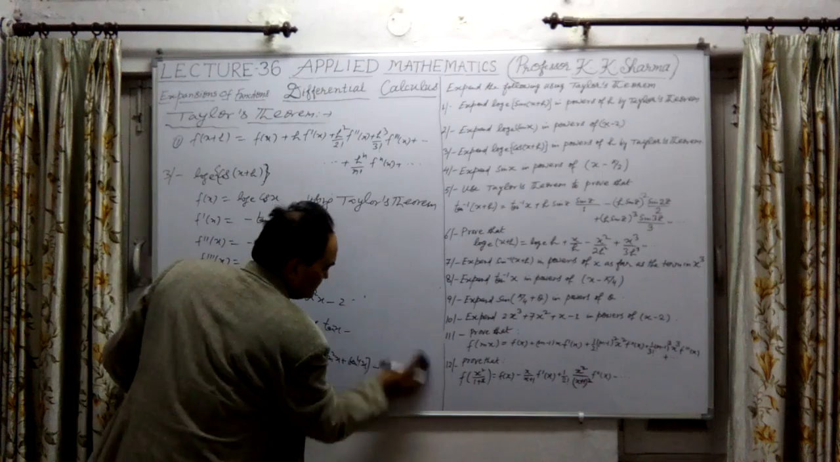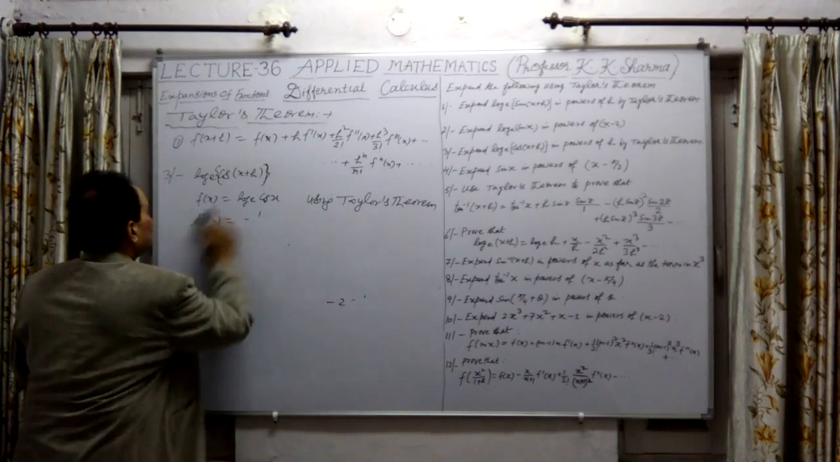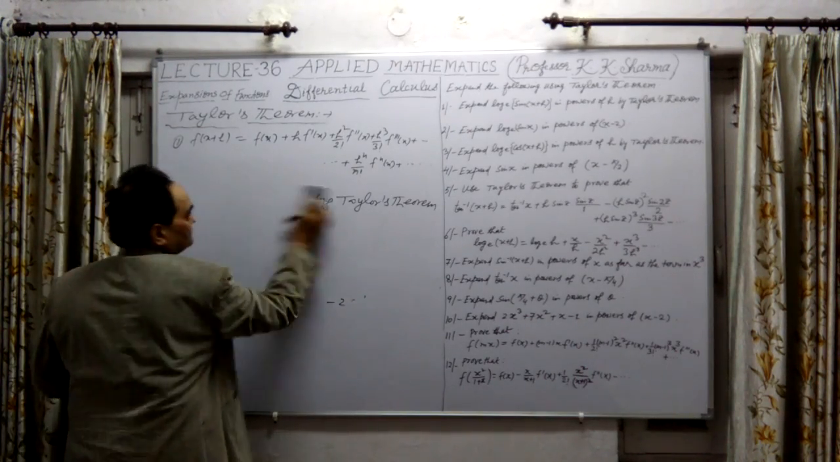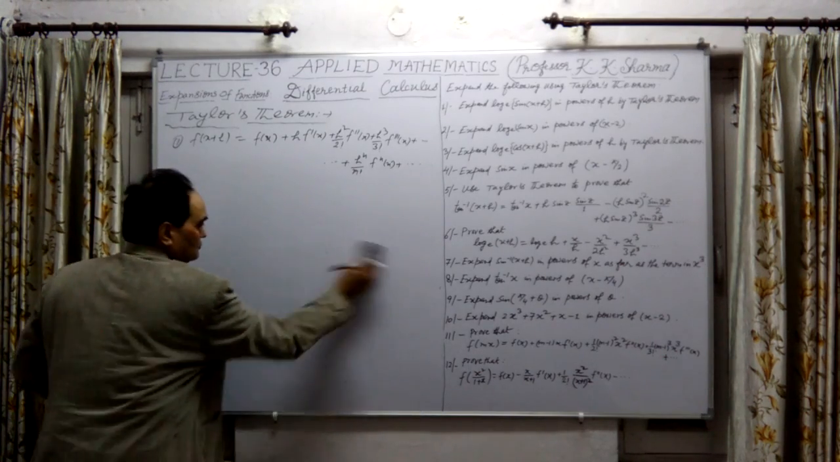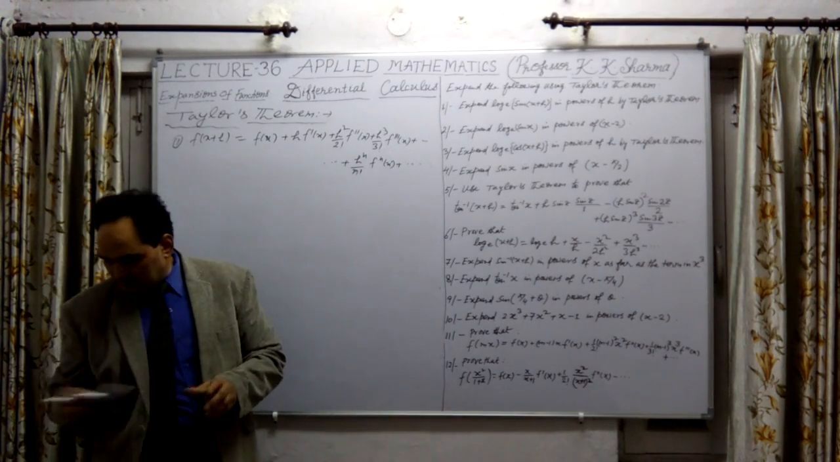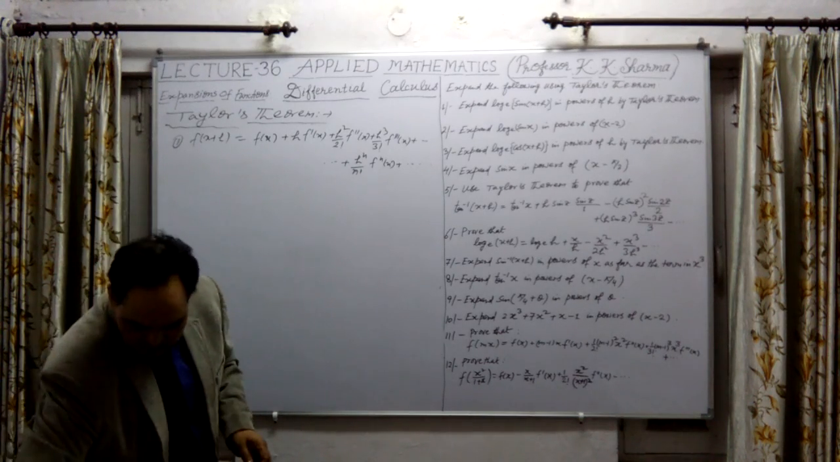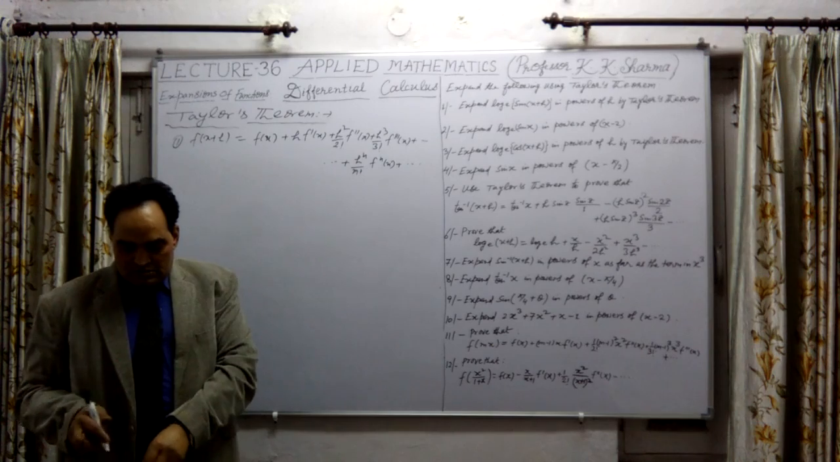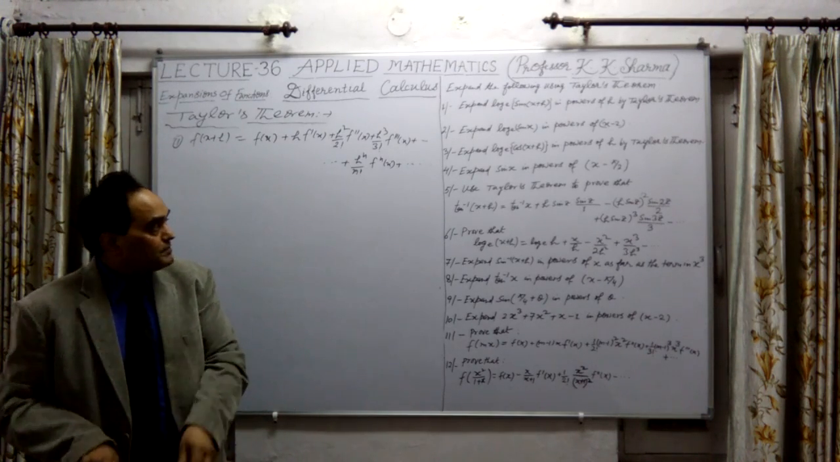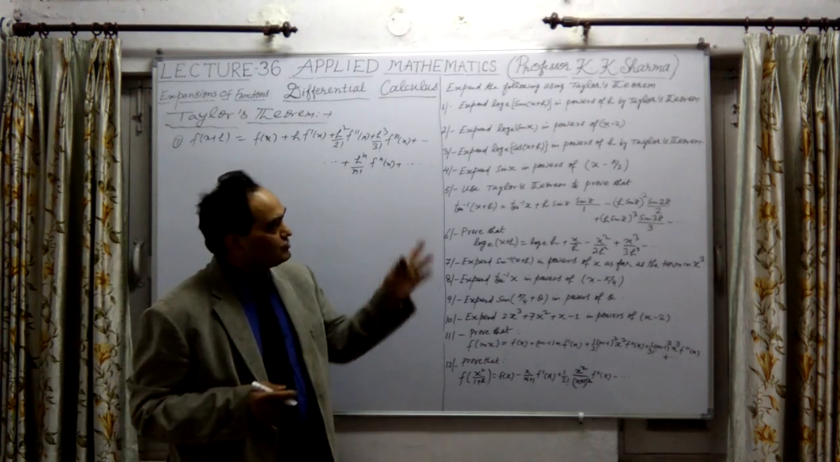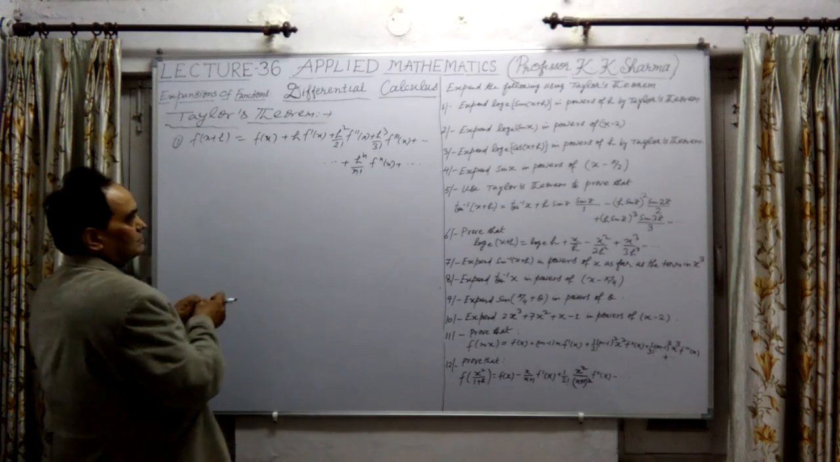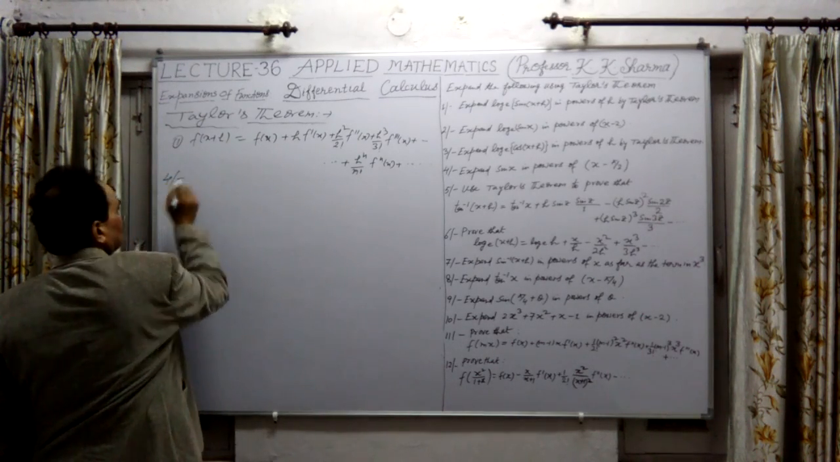Question number 3 I have done. Let me take the fourth question. What does the fourth question say? Now the fourth question is: expand sin x in powers of x minus pi by 2. Okay, this is the fourth question.